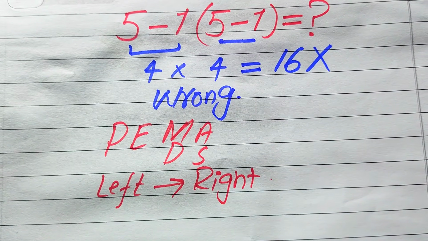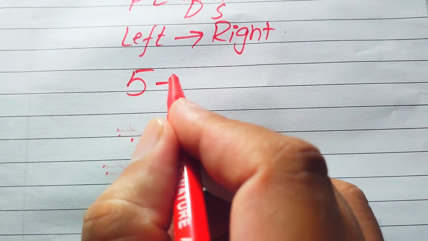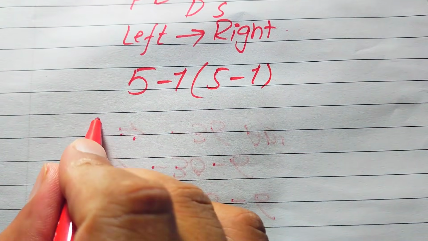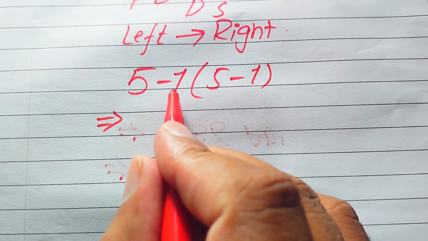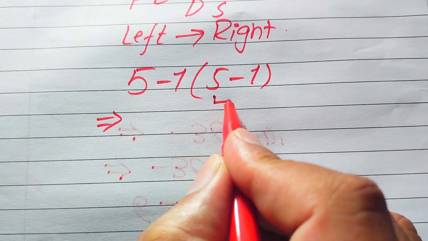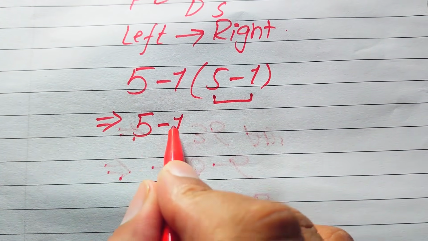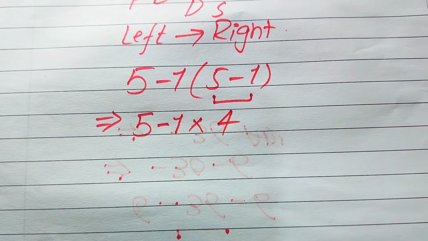So here we first copy down the given question statement, and we solve this problem in the correct way. The correct way is that first you see that we have two operations, subtraction and parentheses. So first we can solve the parentheses values, and we write the remaining terms as it is. This is 5 minus 1 times, here 5 minus 1 becomes 4.